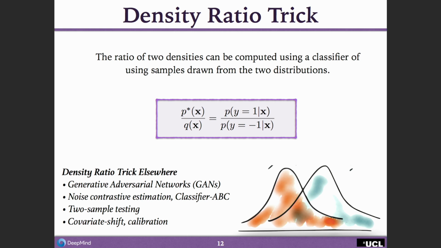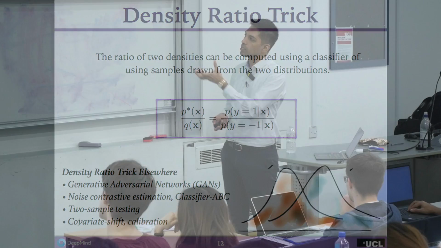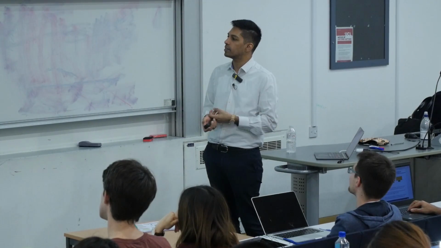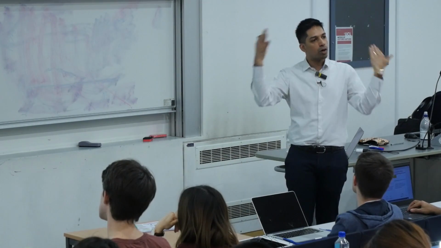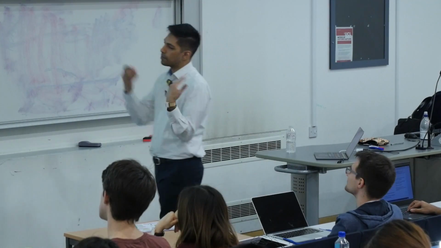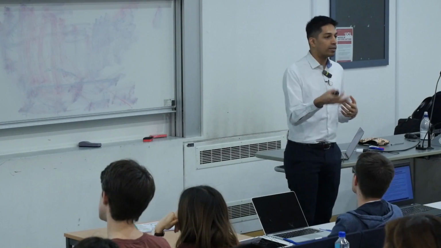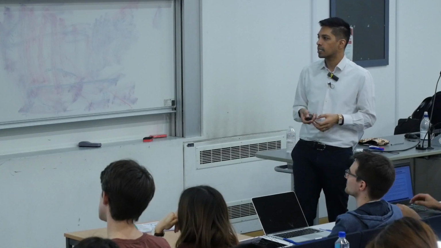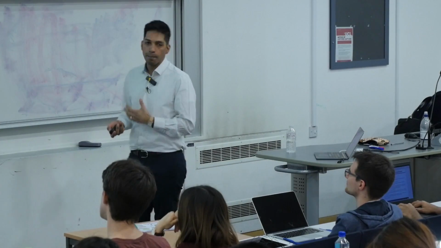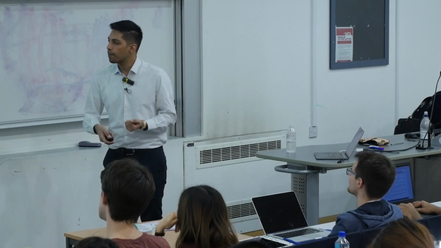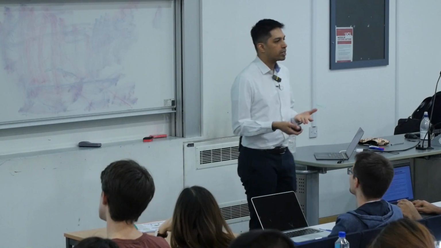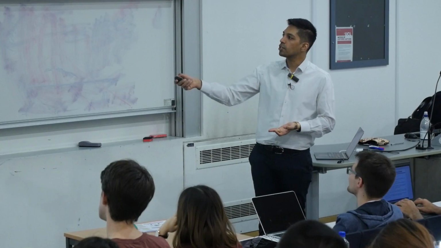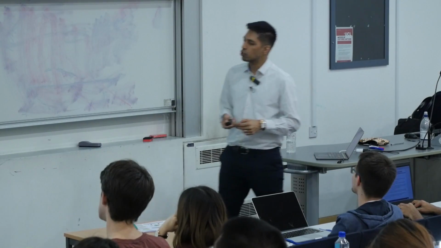But this density ratio trick is also one of the most famous tricks we have in machine learning. Of course, if you've heard of generative adversarial networks, this is the core idea underlying them. But if you go a bit wider in machine learning, a bit outside of deep learning, you'll find a method called noise contrastive estimation. And if you want to derive the noise contrastive estimator, this is the trick that's being used. If you've been studying Markov chain Monte Carlo methods, there's an approach called approximate Bayesian computation, and one way of doing it is using classifiers by exploiting this trick.